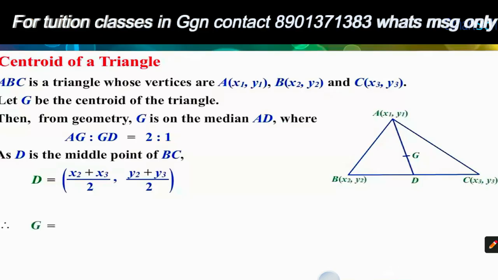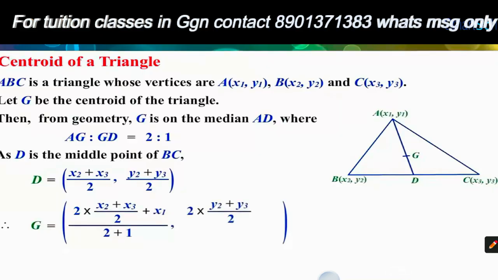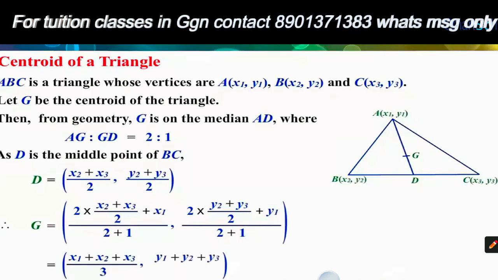Therefore, G is equal to (2 times (x2 plus x3) divided by 2 plus x1 divided by 2 plus 1, 2 times (y2 plus y3) divided by 2 plus y1 divided by 2 plus 1). On simplification, we will have G equal to ((x1 plus x2 plus x3) divided by 3, (y1 plus y2 plus y3) divided by 3).